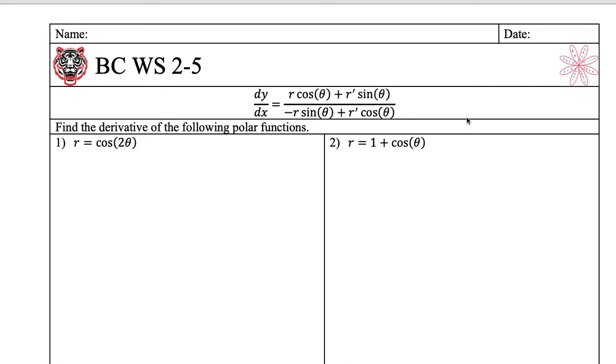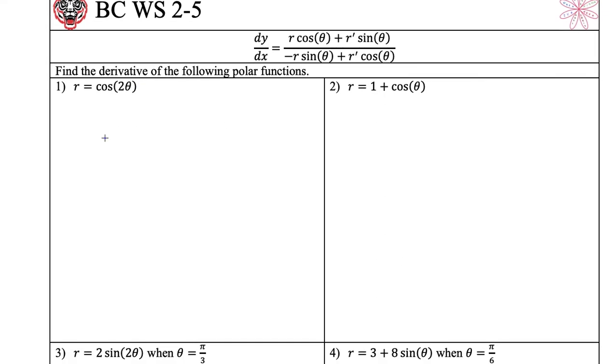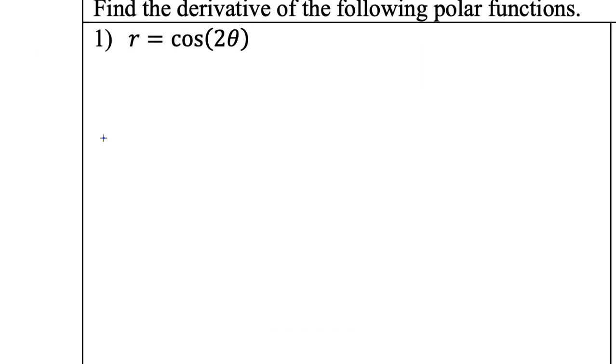We are in AP Calculus BC. We're on worksheet 2-5. Today's date is Tuesday, March 10th, a little bit late. We're finding the derivative. There's a formula. You don't need to memorize it. We're just doing parametric form.